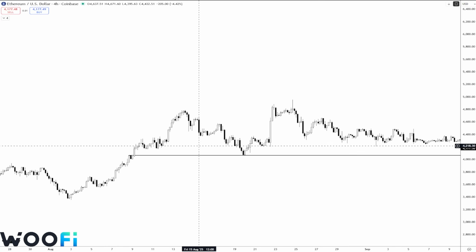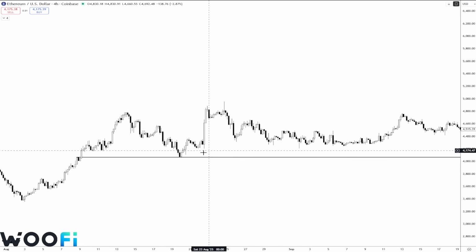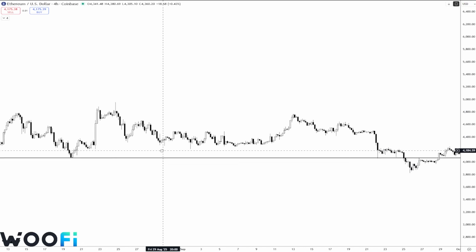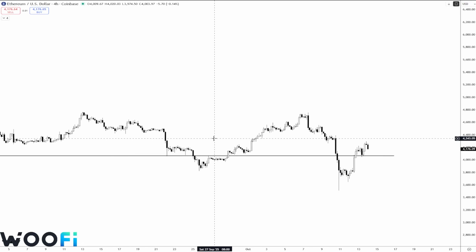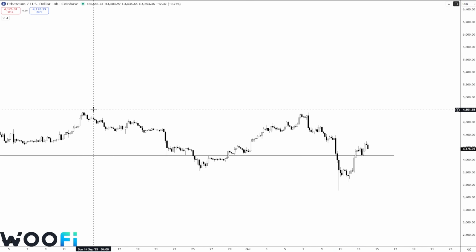The first level I'm going to highlight here on Ethereum is an H4 breakout point. If we extend this to the right, we can see the interactions with the level, right? Wicks, bodies, all that good stuff. We can see recently price interacting with that level as well. So that's going to be my first level of support for Ethereum.